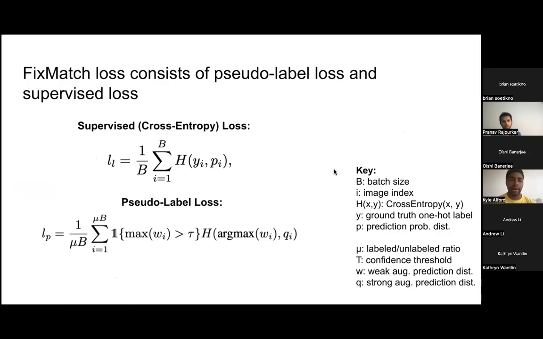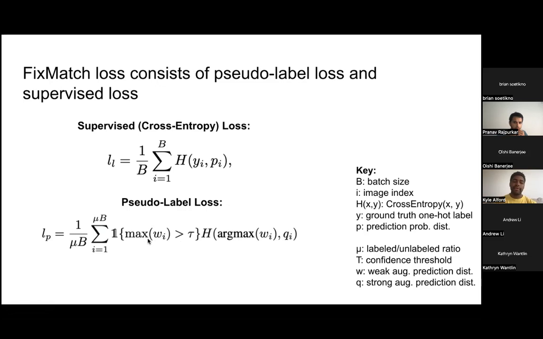So now I'll go into the math of everything, and just bear with me because there are so many symbols. But again, going strictly only for FixMatch, the FixMatch loss consists of the supervised loss, which is just taking the images and their label, pushing it through a cross entropy here, with B being the batch size, and H being just the cross entropy function. And then for the unlabeled data, they use the pseudo label loss, which is what I was showing earlier, where this tau hyperparameter is that threshold, that dashed line.